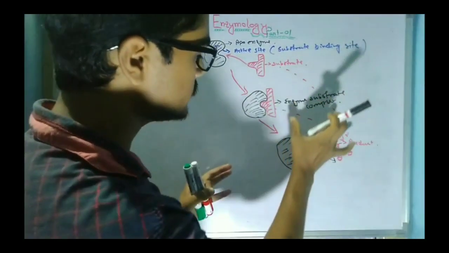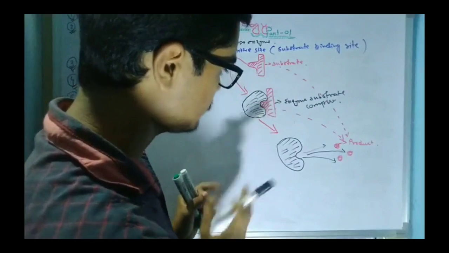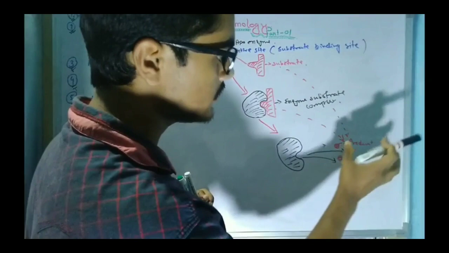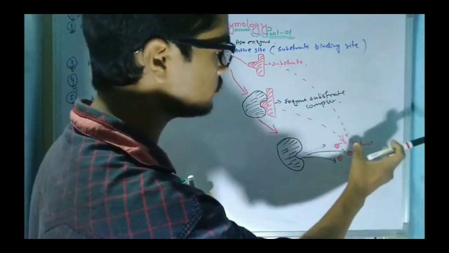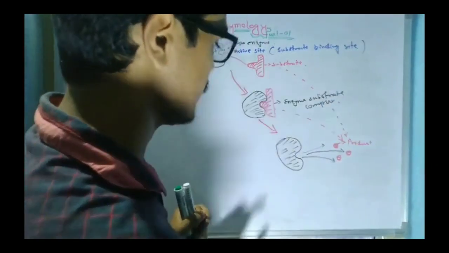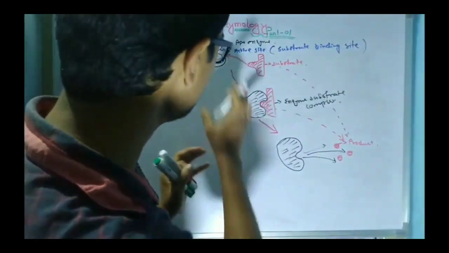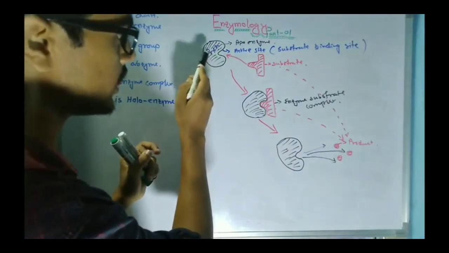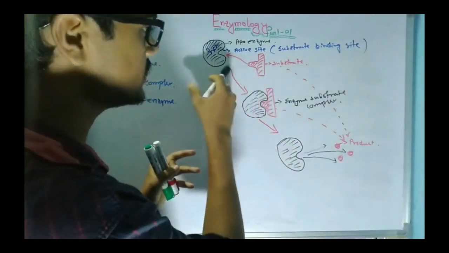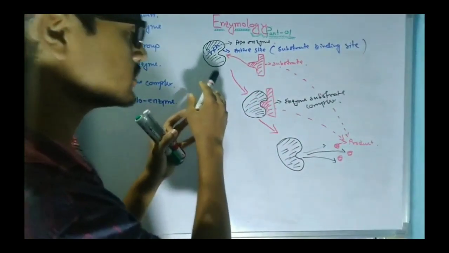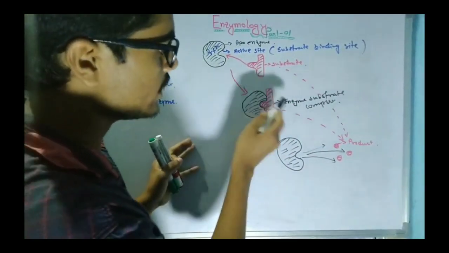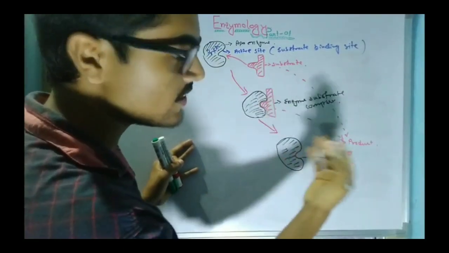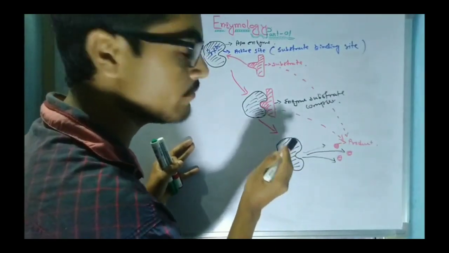And after the formation of this complex structure, the enzymatic reaction will go on, and ultimately the substrate will be converted into some specific product, which is known as the product of the enzyme. Now what we notice here is that before the reaction the structure of this enzyme is like this, and during the reaction the structure of this enzyme is like this. Both structures are similar, and after the reaction the structure of the enzyme also remains unchanged.